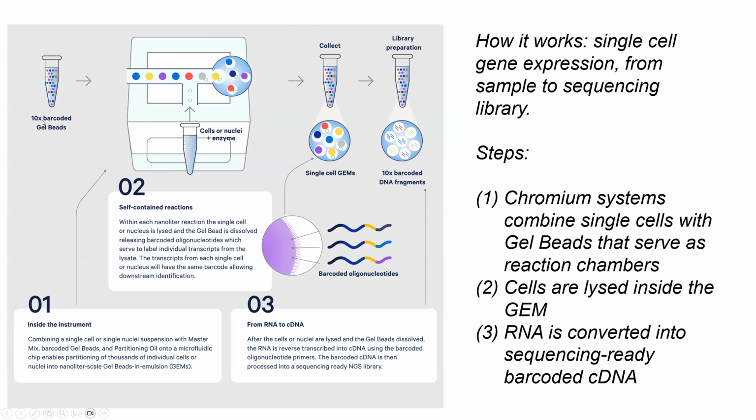So here you have barcoded gel beads. These are actually called GEMs, which stands for gel beads in emulsion. This is where all of the reaction materials are located. What you do is you send it through one opening on the machine. And at the other end, you would have your cells or nuclei, plus some enzymes, and you would feed that through the other end of the instrument.